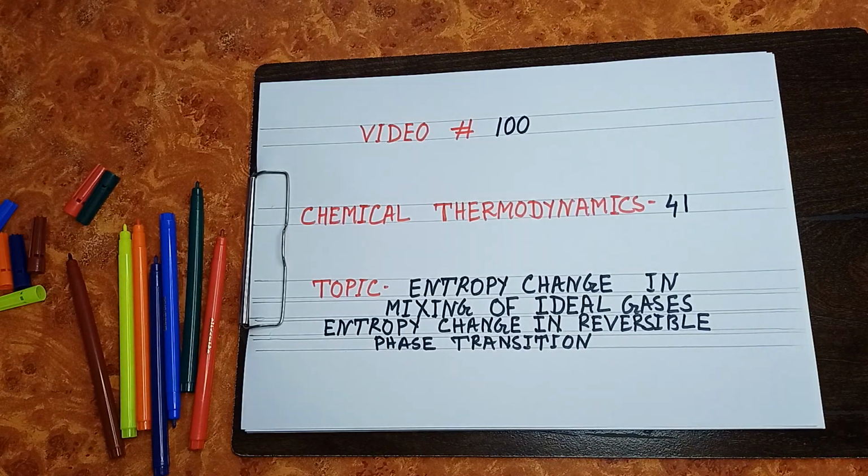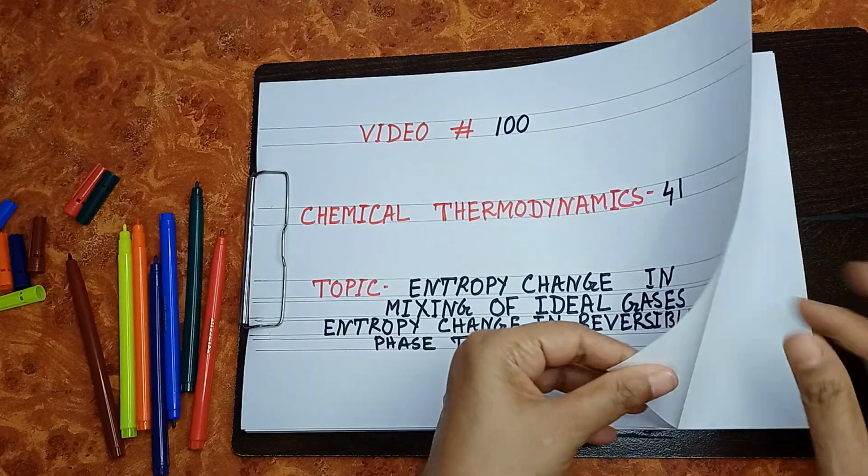Hello viewers, welcome to video number 100 of the channel MALACHEMPHILIC, and video number 100 is the 41st episode of Chemical Thermodynamics. The topics are: number 1, entropy change in mixing of ideal gases, and number 2, entropy change in reversible phase transition. Okay, so let's start.